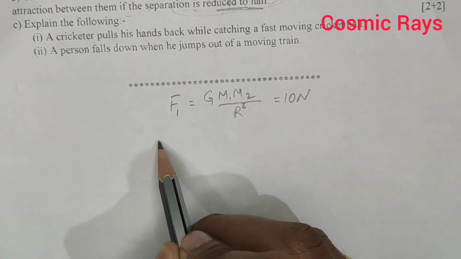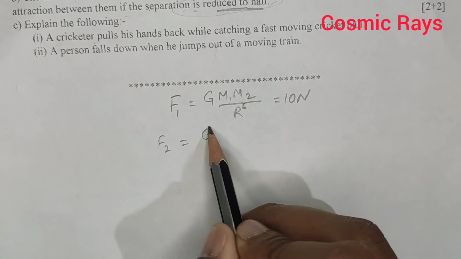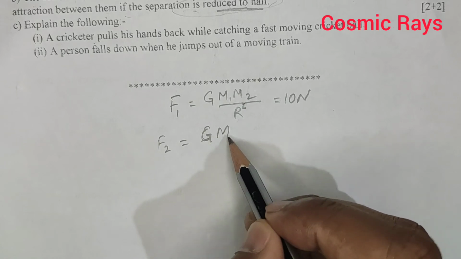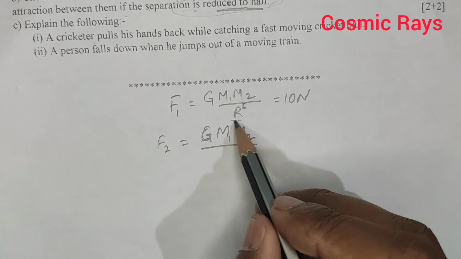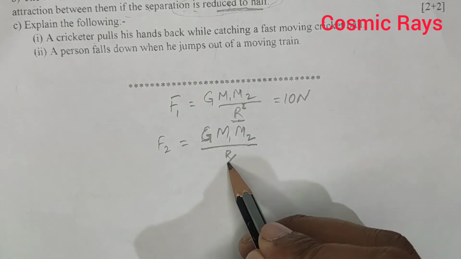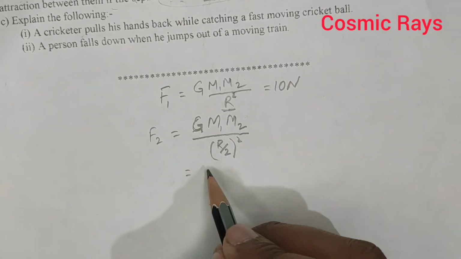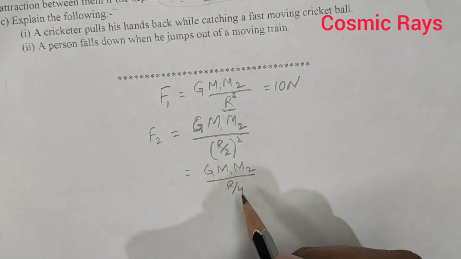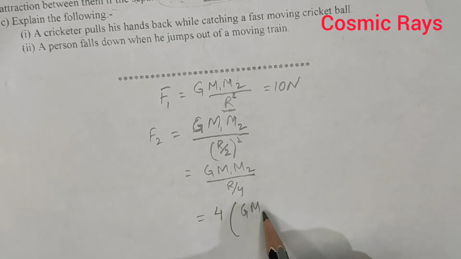So what will be the force if the separation is reduced to half? Let's say that is F2. So F2 will be, the universal gravitational constant G remains the same, and the mass of the bodies will remain the same. So G m1 m2 divided by only the distance of separation, that is r, which is changing and becoming r by 2. So square of this. Now this can be written as G m1 m2 upon r square by 4. This 4 will go up. So we have 4 G m1 m2 upon r square.